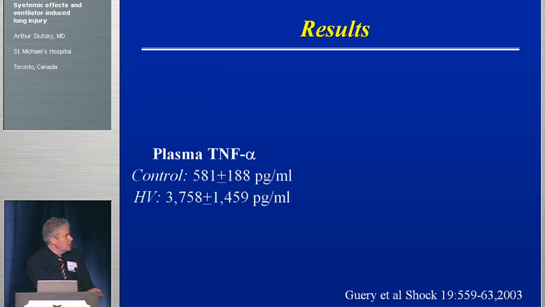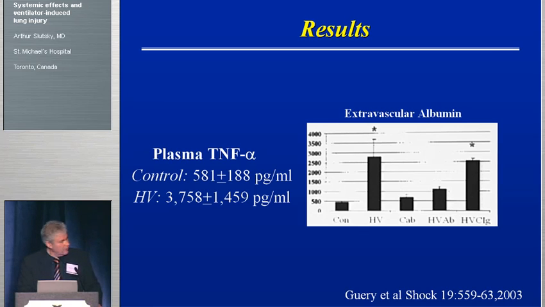So here are the results. First of all, in terms of plasma TNF, control group, 500 picograms per ml, high volume, about a 7-fold increase in TNF. As I said, that doesn't prove at all that this is important, but at least it showed that there was an increase in TNF. Here is extravascular albumin. This is control. This tells you basically lung water.